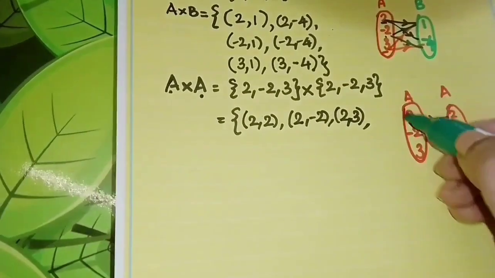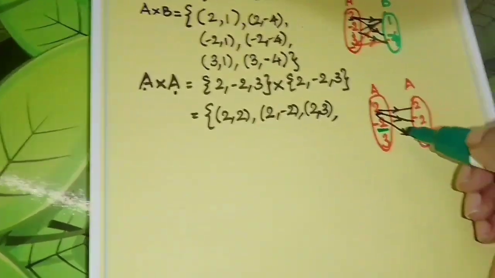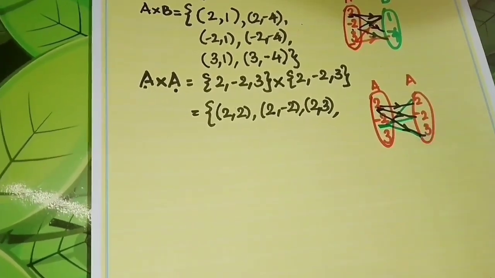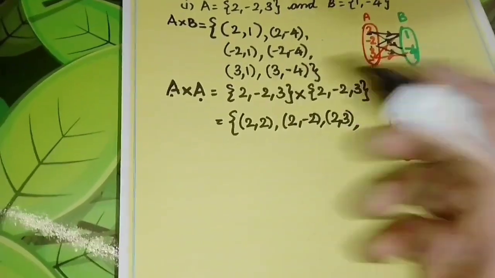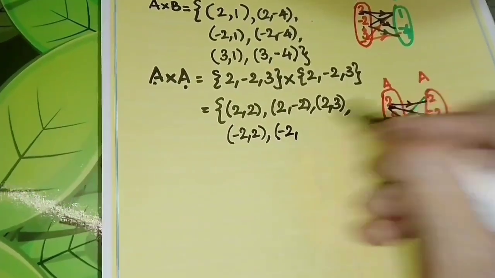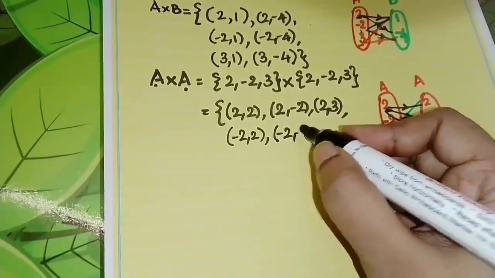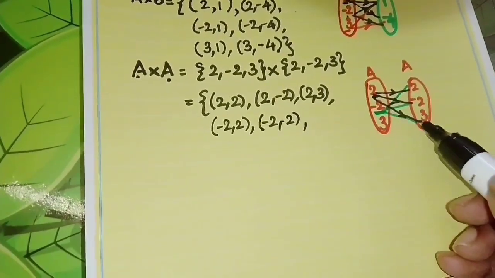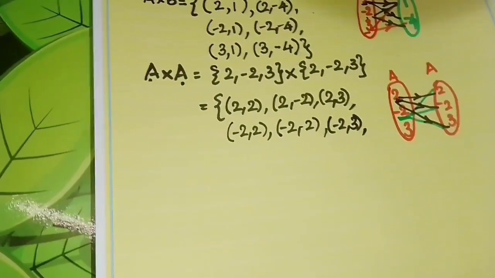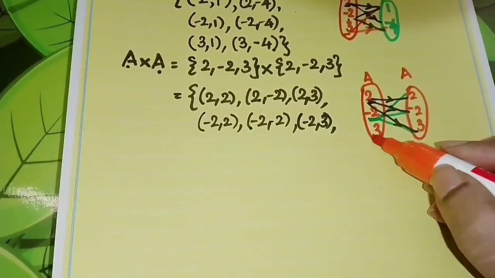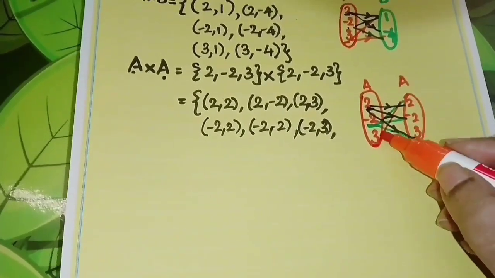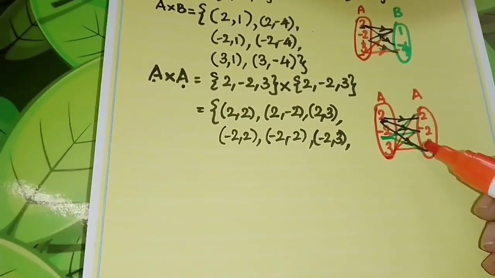Yes. What is the second element now? My second element in my set A is minus 2. So minus 2 will be pairing with 2, minus 2 and 3, right? So my next ordered pairs will be minus 2, 2, minus 2, minus 2 and minus 2, 3. Okay, what is the last element we are left with? The last element we are left with is 3. So the last three ordered pairs will be 3, 2, 3, minus 2 and 3, 3.